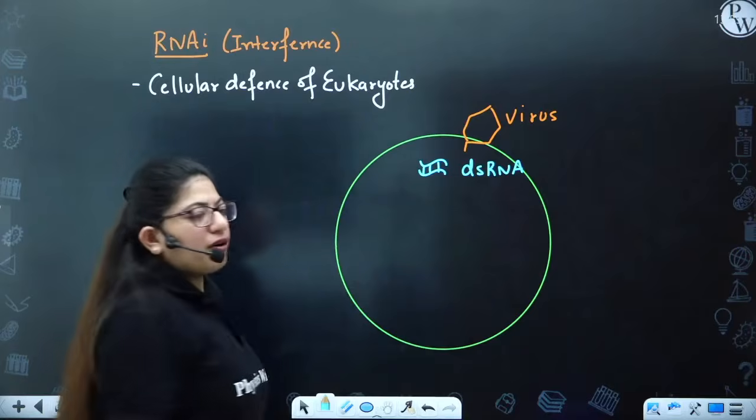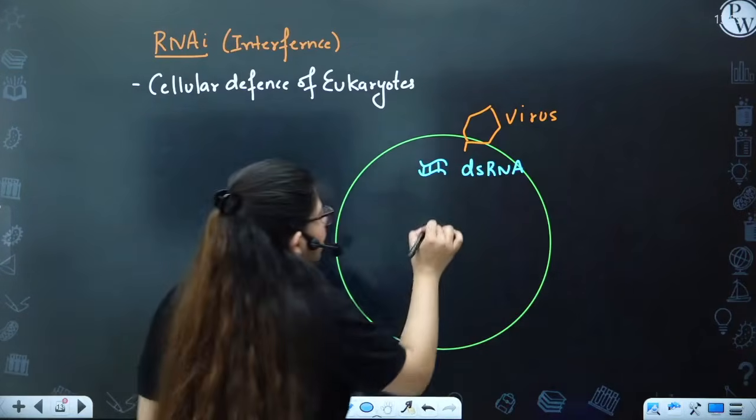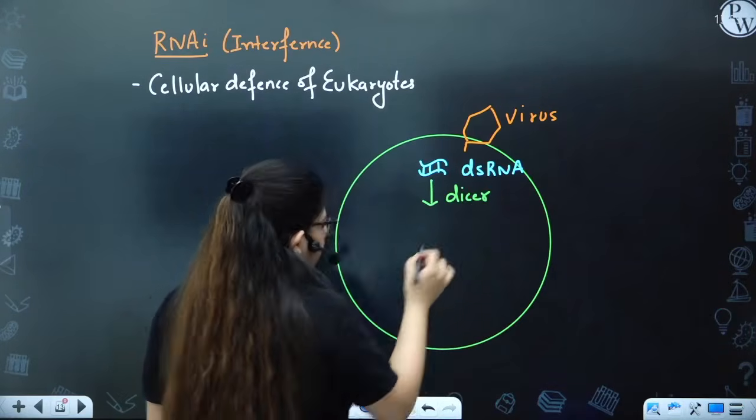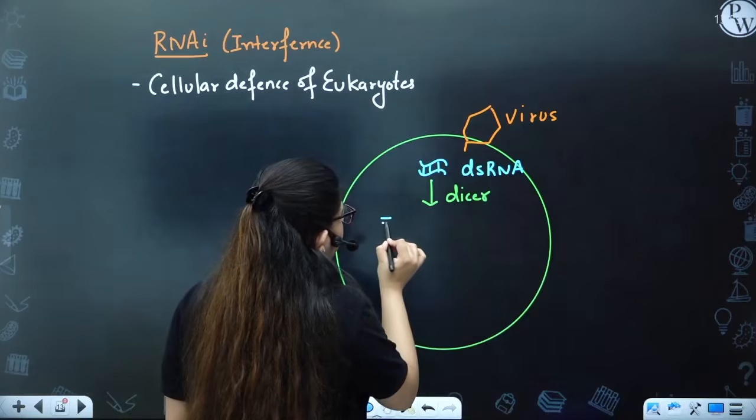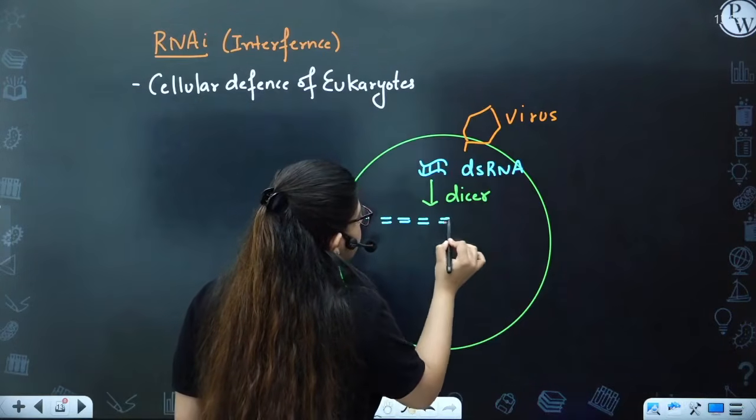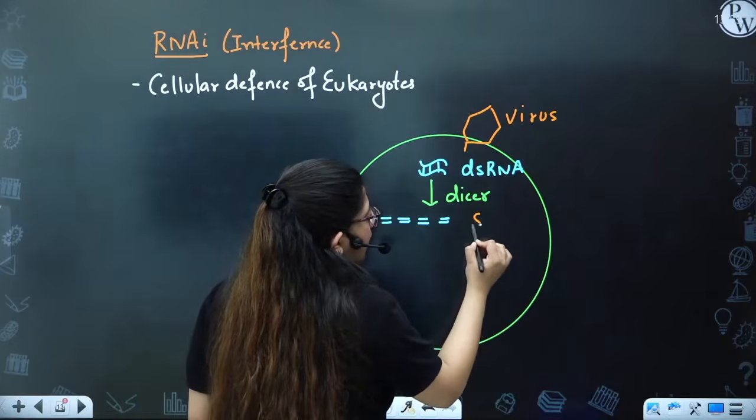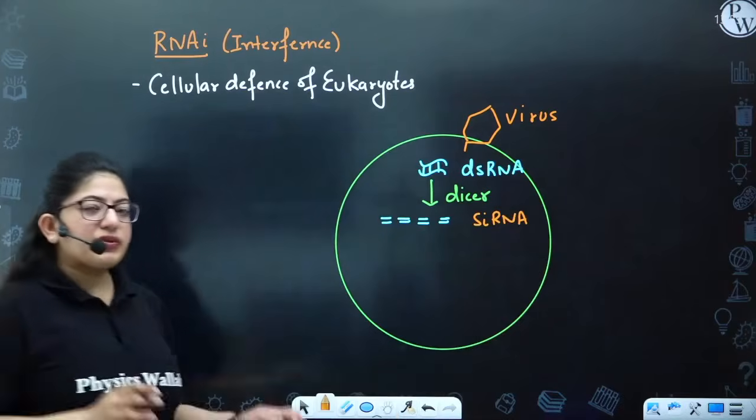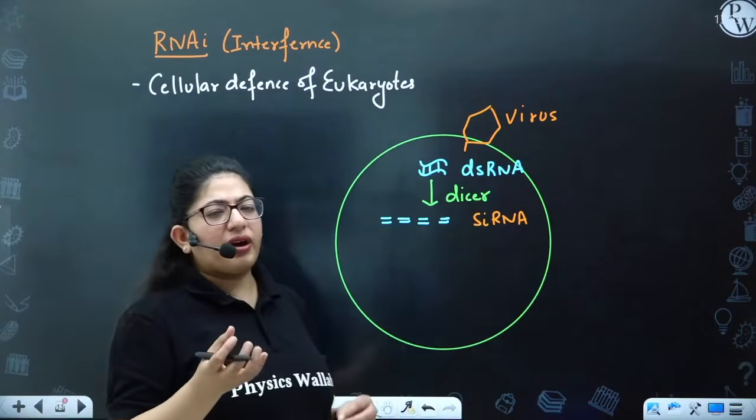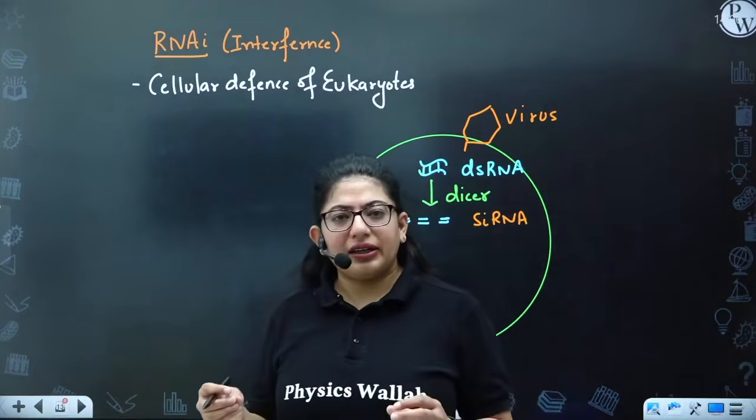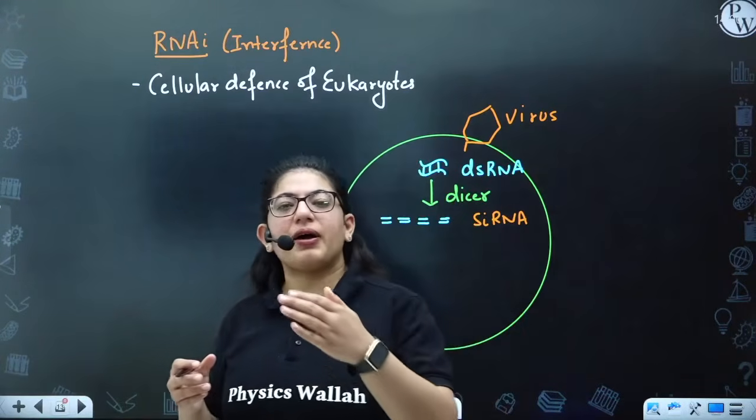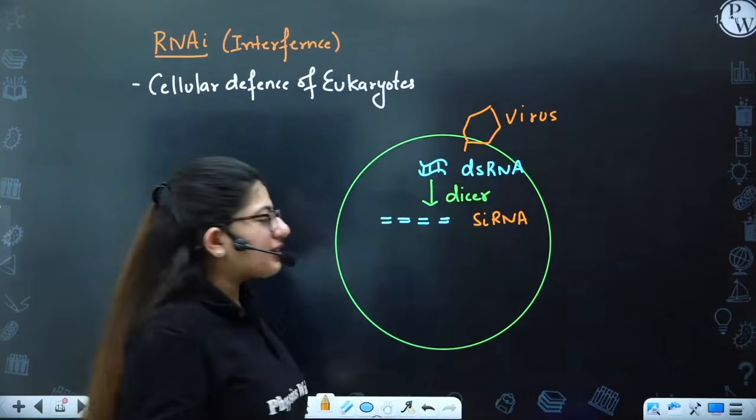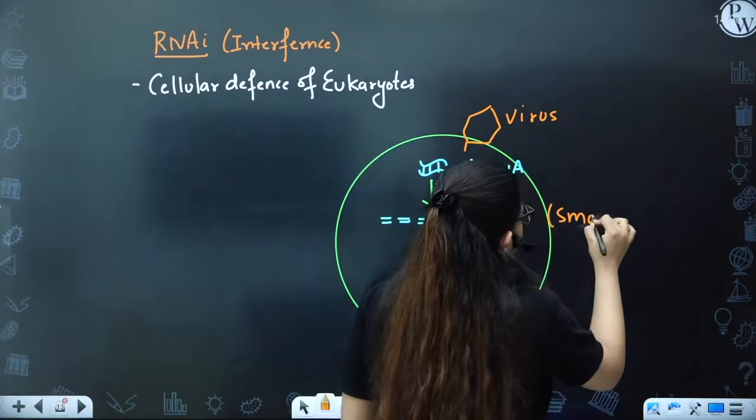Whenever there is any formation of double-stranded RNA, one enzyme will come, and its name is Dicer. It will chop your double-stranded RNA into small pieces, and the name of these pieces is small interfering RNA. So whenever double-stranded RNA is formed mistakenly or by viral attack, it will be taken down into small pieces by your enzyme Dicer. The full form of these small RNAs is siRNA, small interfering RNA.